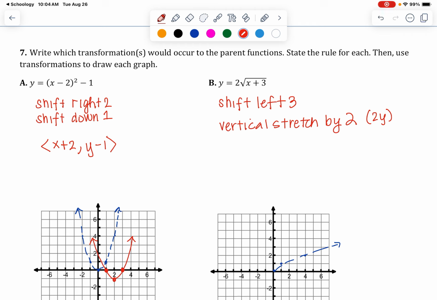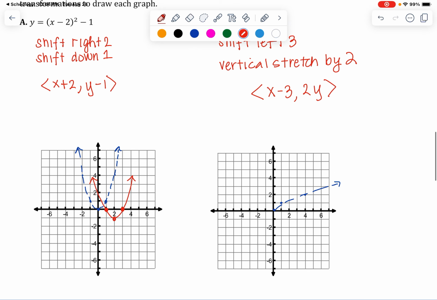Okay? All right, so let's write our rule, because that's what I'm going to use. So we're going to shift left 3, so that's x minus 3. And then we are going to double our y value, 2y. So I guess I wrote that twice, which is extremely unnecessary. All right, so let's go ahead and do that to each of our points.